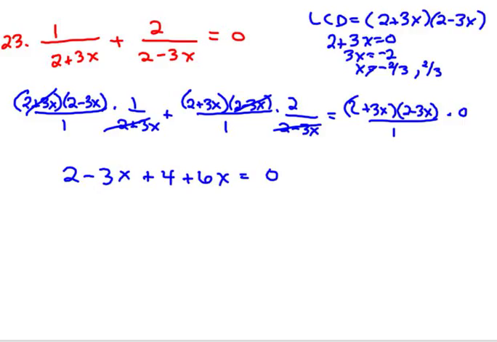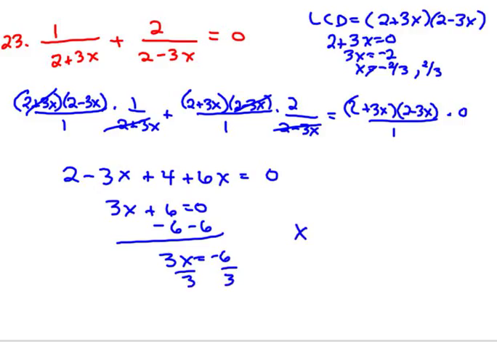So you see there's no squared, so we don't have any factoring to do, we just need to combine like terms. The negative 3x plus 6x is positive 3x, 2 plus 4 is plus 6. Subtract 6 from both sides. 3x equals negative 6, divide by 3. And your possible answer is negative 2. When you compare that to excluded values, you see that it's not negative 2/3 or positive 2/3, so that is the answer.